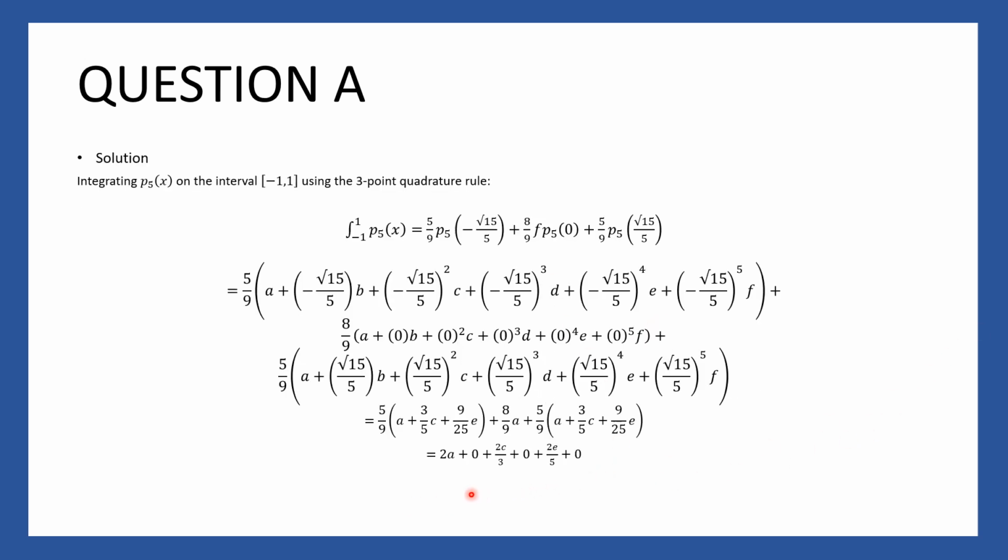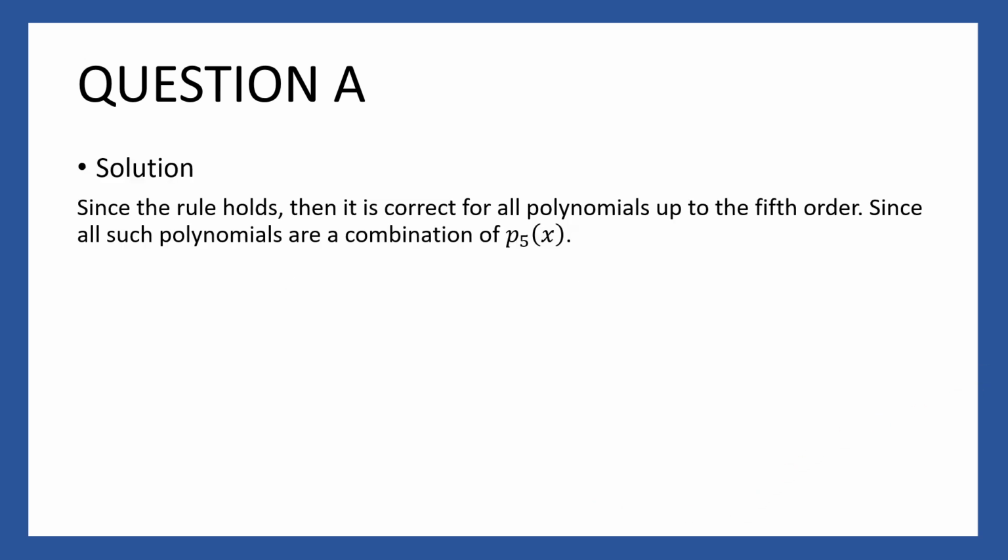So as we can see here, the value that we got for the integration on the previous slide is equivalent to the value that we got after using the 3-point Gauss quadrature, which shows that our 3-point Gauss quadrature rule is accurate. It actually integrates up to the expected degree exactly for all polynomials of the order 5 and below. So since the rule holds, it is correct for all polynomials up to the 5th order, since all such polynomials are a combination of p5 of x.